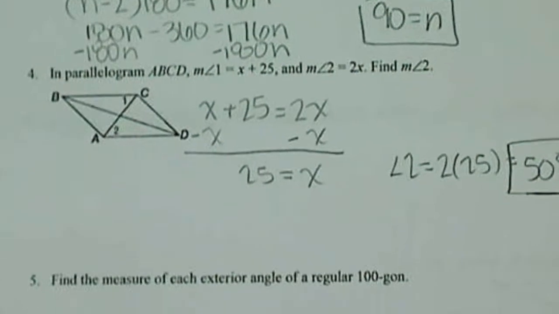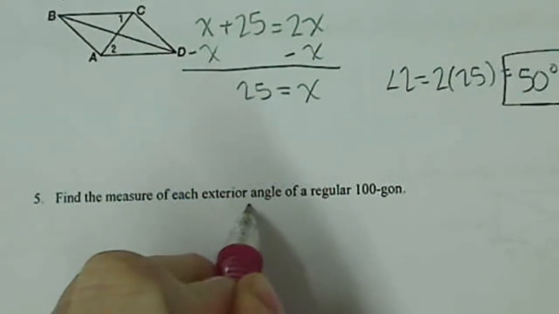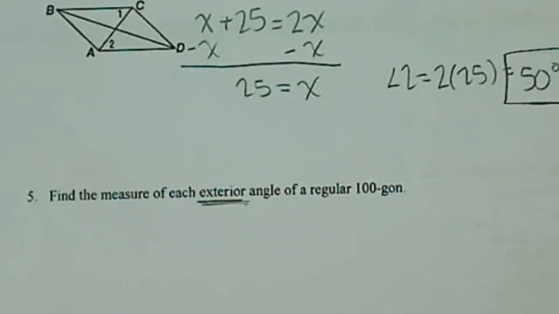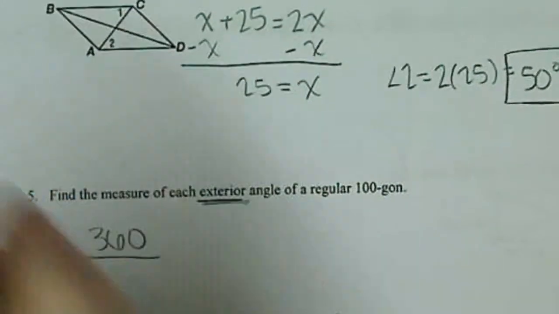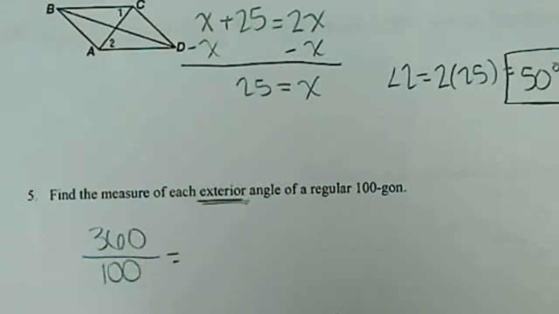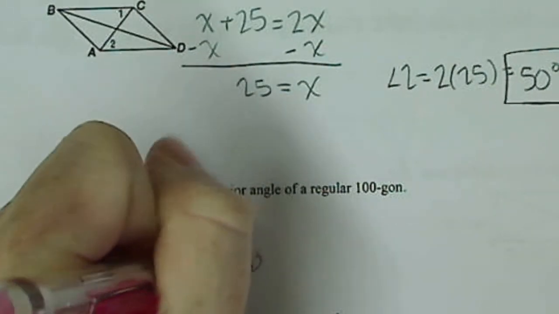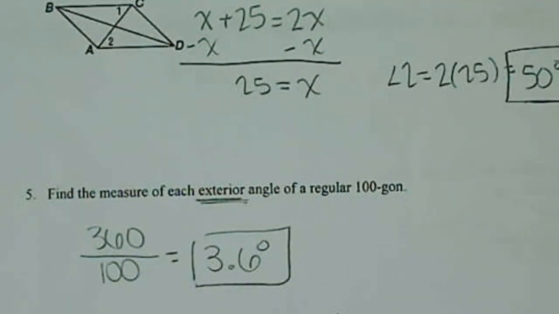Okay, number 5. Find the measure of each exterior angle. This is important. Exterior means 360. We have 100 sides, so we're going to divide by 100 to figure out how big each angle is. Each little bitty angle is only 3.6 degrees. Very itty bitty. Turn the page.